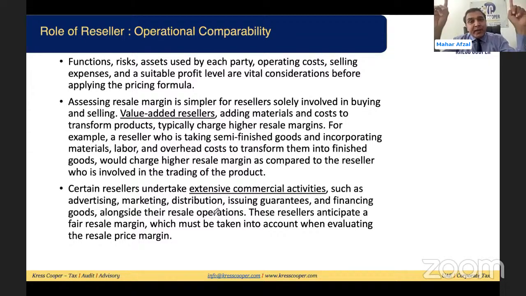So what I'm trying to say is we need to do the functional analysis of B. We need to identify the role of B. We need to do the operational comparability. B will always charge its price by considering the functions conducted by B, risk taken by B, and assets utilized by B. If B is just buying and selling, the margin will be lesser. If B is buying, adding value, then selling, they will ask for more margin. If B is doing the marketing, they will ask for more margin. If B has territorial rights to sell the goods in a specific region, for sure they would have paid something for these rights, so B will ask for some sort of premium.